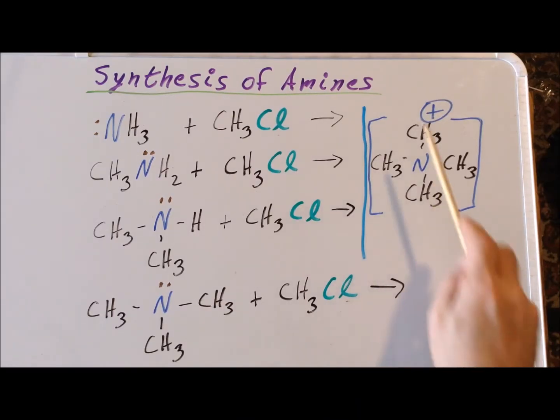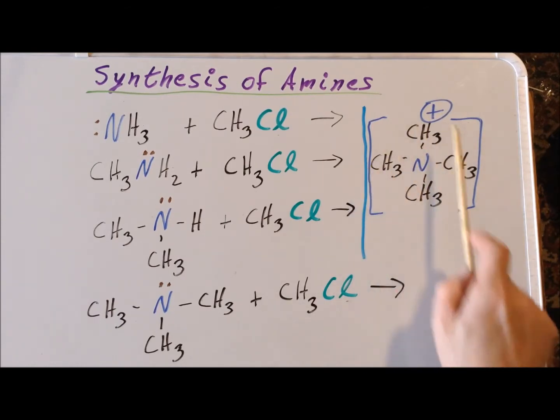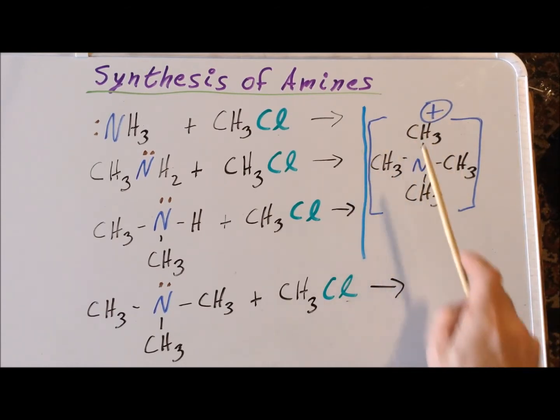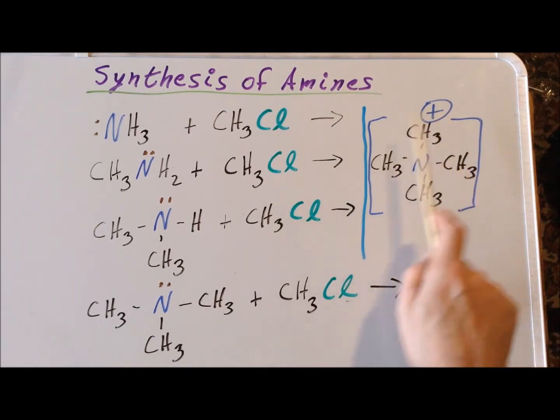As a result, we can end up forming this particularly substituted ammonium ion, where instead of NH4+, we have each of the hydrogen atoms replaced by a methyl group. So this is a tetramethylammonium ion.